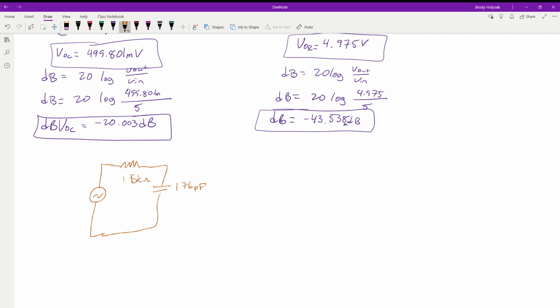All right, so now that we have this value, we're going to do it for the last frequency. So we're going to use 60 meg, and we're going to have 5 volts. We got a 15 kilo ohm resistor here, and 176 picofarads. So again, X of C is 1 over 2 pi times the frequency times our capacitor. So our X of C is going to be equal to 1 over 2 pi times the frequency, 60 meg, times the capacitance, which is 176 pico. The reactance that we have across this is 15.07 ohms.